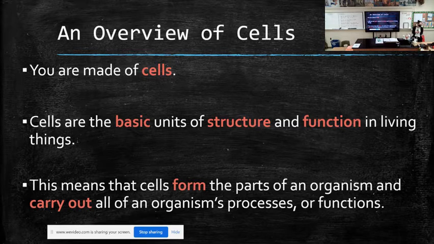So cells form all of the parts of an organism, and they carry out all of an organism's processes or functions. So how things are regulated, how our heart beats, how it moves blood, how we think and process information. It's all controlled and functioning due to cells.